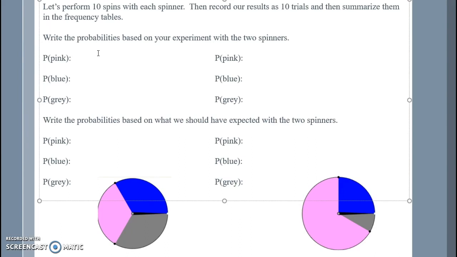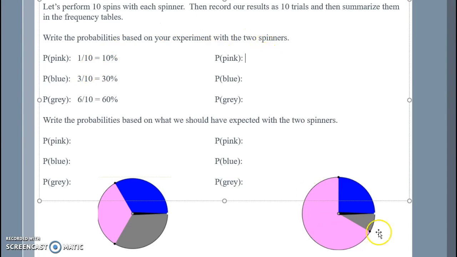So the first one here, we ended up with 3 out of 10 happening to be blue, or 30%. Or pink, I'm sorry, 1 out of 10. So 10%. The blue, therefore, was the 3 out of the 10. And that gave us 30%. And then the gray was 6 out of 10, or 60%.